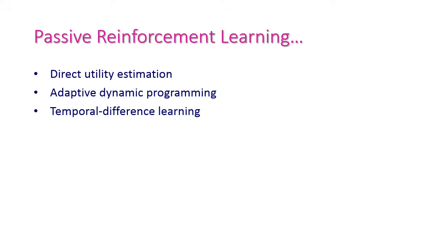There are three types of learning in passive reinforcement learning: direct utility estimation, adaptive dynamic programming, and temporal difference learning. Let us see all those things one by one.